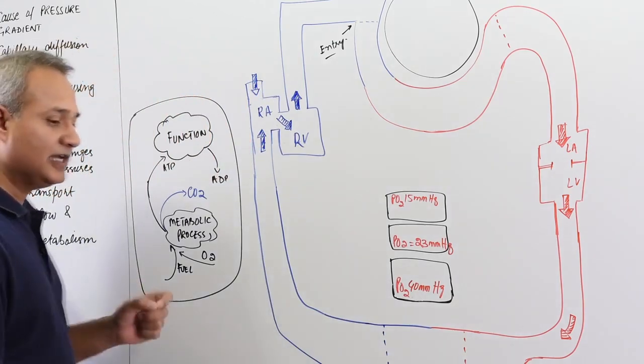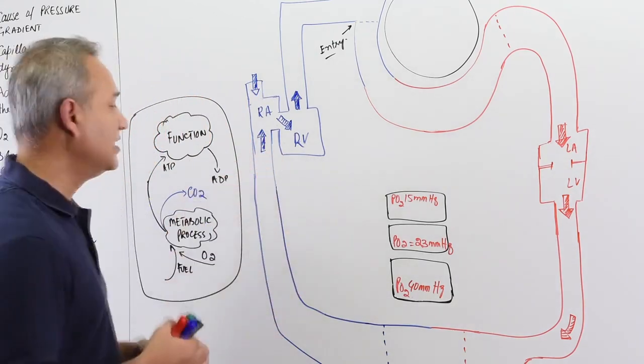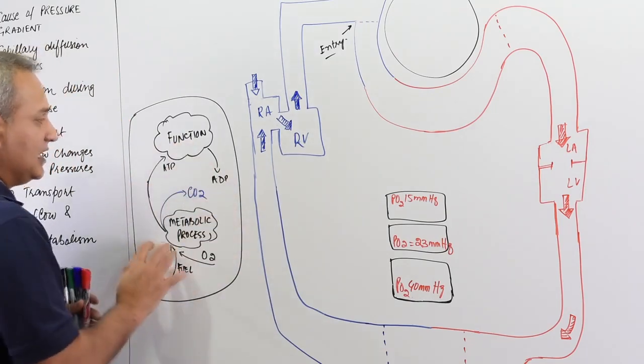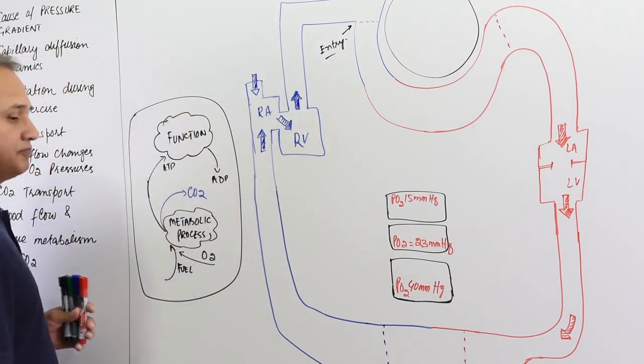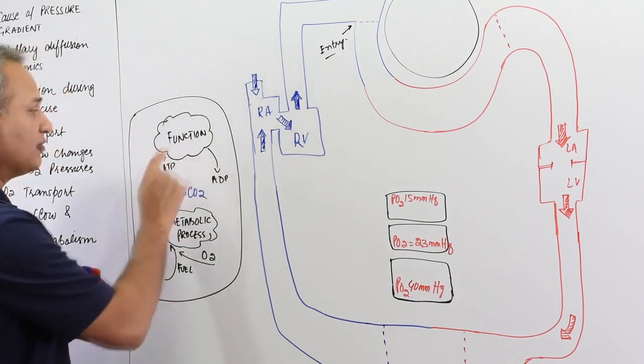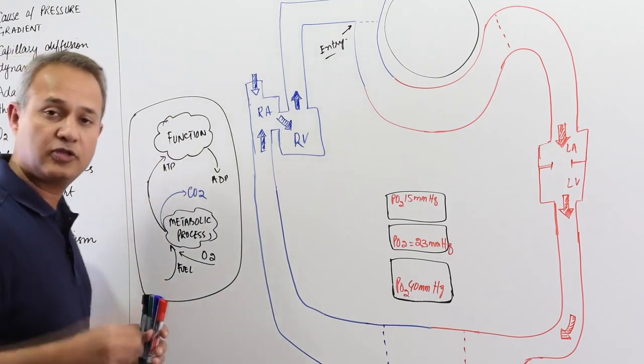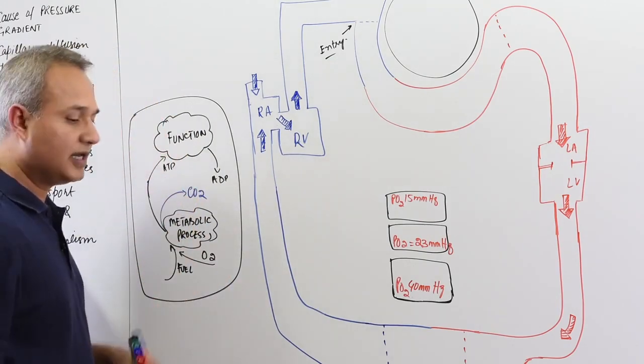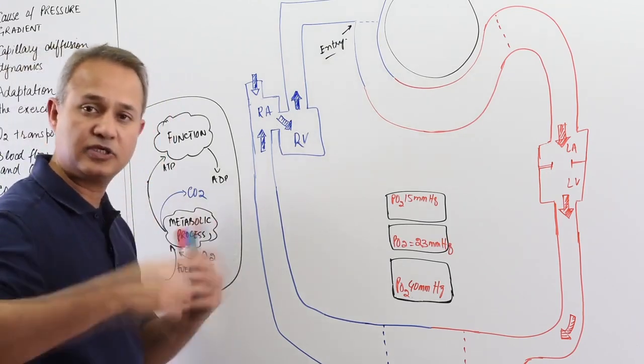So let's start from the key driver. What drives this thing? The driver is this. Let's look at a cell. A cell is doing some function. Let's say this is a muscle cell and the function here is contraction. You know that whenever the muscle contracts, it will use ATP. Or let's say it is a brain cell and it is doing conduction.